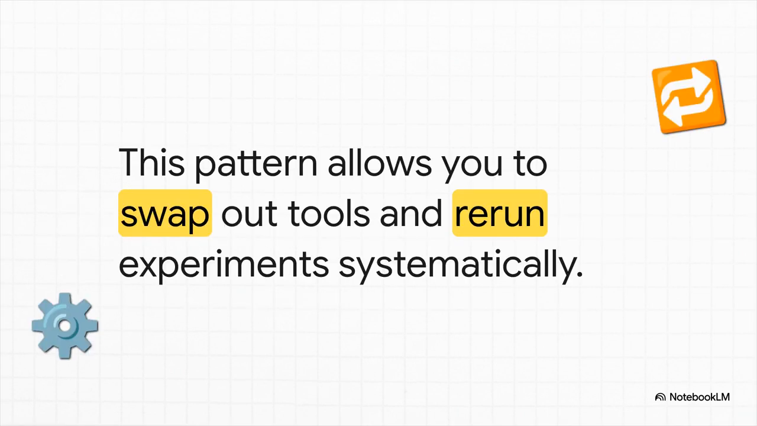And this is the whole point. This is the payoff. When you structure your code like this, it becomes like a plug-and-play system. You can literally just pull out your linear regression model and swap in the polynomial regression one and rerun the whole experiment with a single line of code. It makes testing and comparing your tools systematic, organized, and just so much faster.